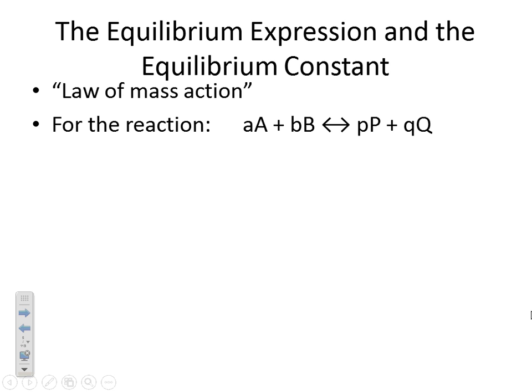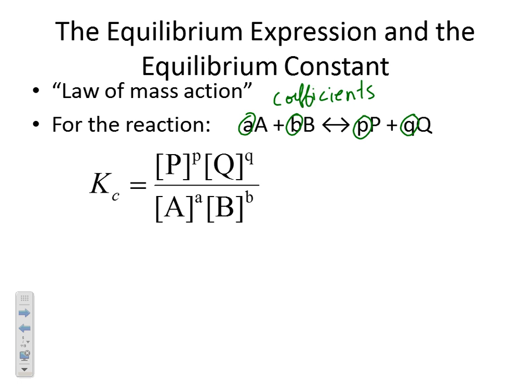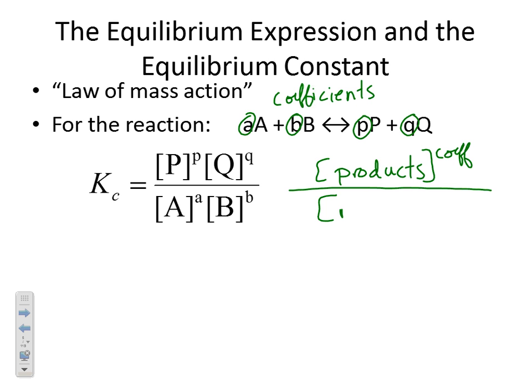If we have a reaction, aA plus bB goes to pP plus qQ, these lowercase letters are coefficients, and then the uppercase letters are actual chemical species. The equilibrium expression is written as this: Kc is equal to the concentration of the products raised to their coefficients divided by the concentration of the reactants multiplied together raised to their coefficients. That's what this thing is saying. Products over reactants raised to their coefficients and multiplied together.